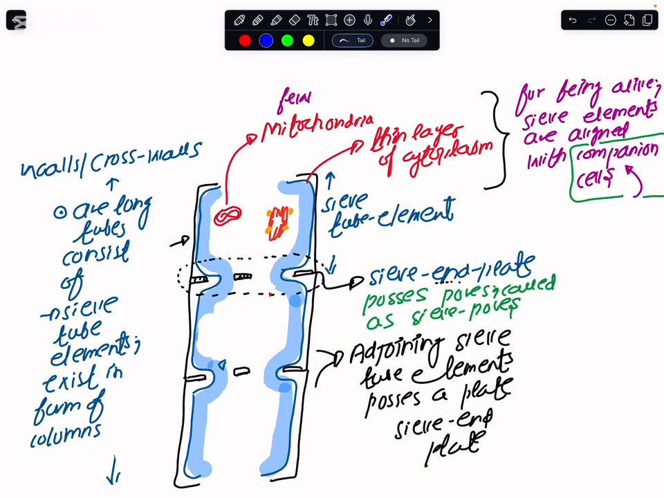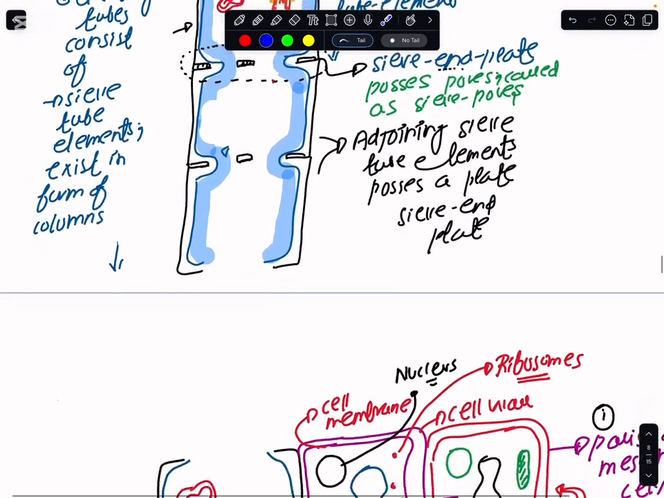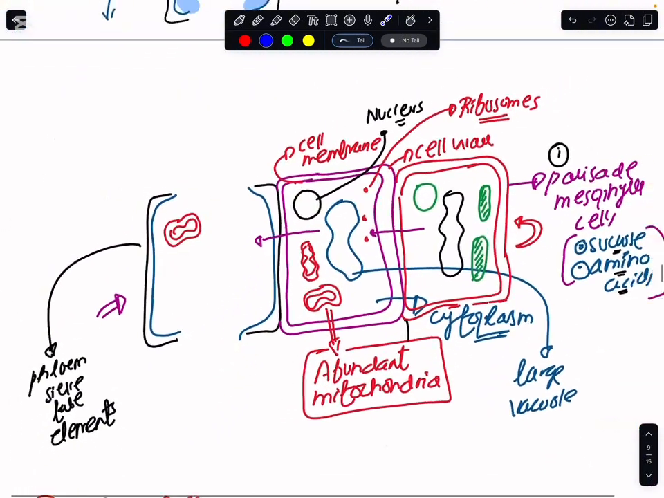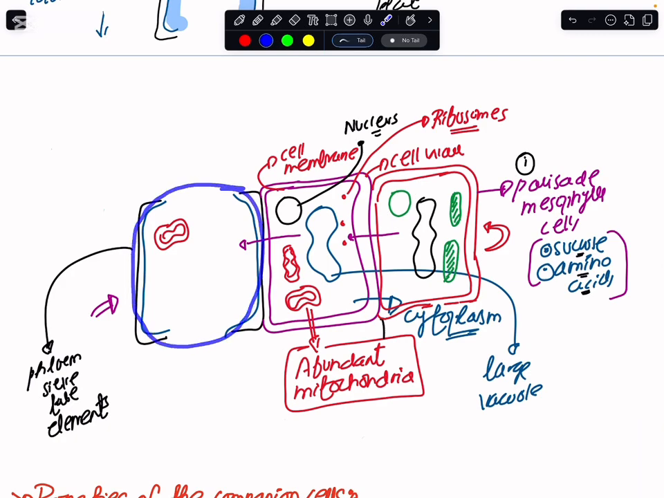So we need to connect these sieve tube elements with other cells, and these cells are the companion cells. If you look here in this diagram, I have one sieve tube element, and this sieve tube element is further connected to a cell, and that cell is a companion cell. If we see the structure of the companion cell, we have the nucleus in them, the large vacuole, abundant mitochondria, and the ribosomes. This means that these companion cells are very important for the survival of the sieve tube element. They assist them in some functions, and that is why the sieve tube elements can survive without having the nucleus in them.